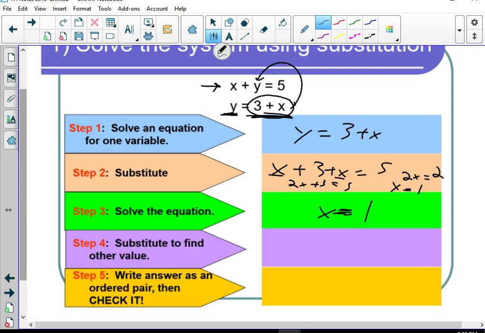Now, we're going to take that 1 and plop it in for x either here or here. It makes no difference. Again, though, you want to find the easiest path. If you put it in here, you're going to have to move it over. If you put it in here, you just have to simplify. I'm going to take that route. 3 plus 1. So that means y equals 4. And now I have my x is 1, y is 4.